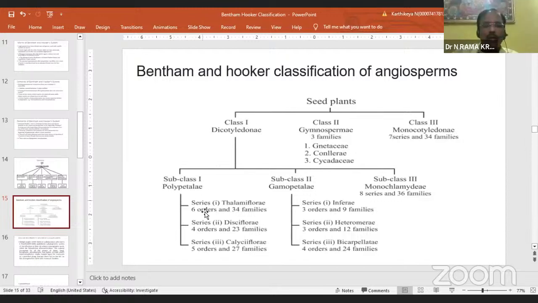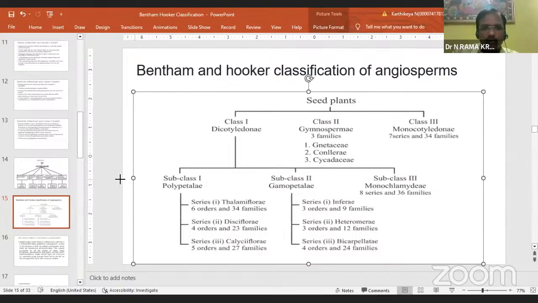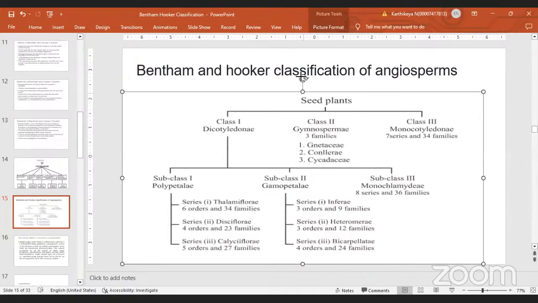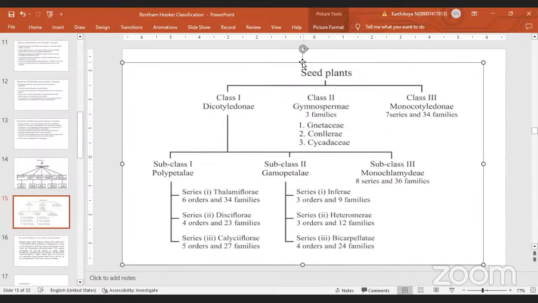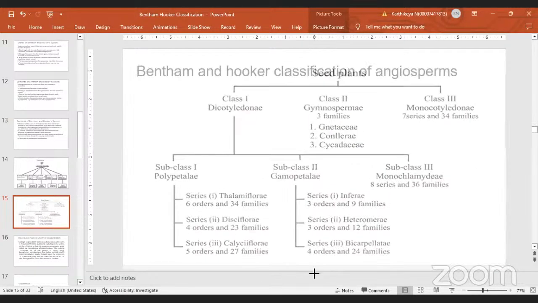Subclass polypetalae. How many series are there? Could you zoom in a little bit, sir? It's very small, not visible. You need to enlarge it. Yes, sir. Thank you, sir.